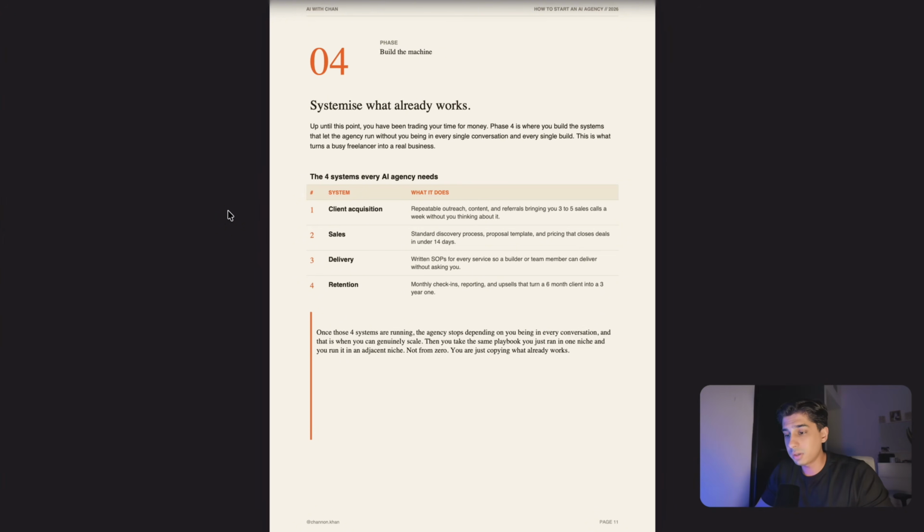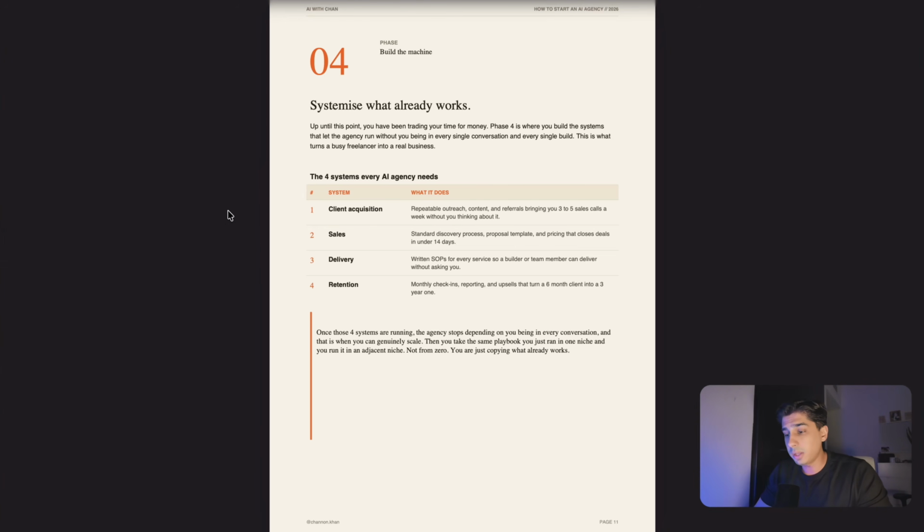3 is delivery, so written SOPs for every service, so a builder or a new team member can deliver without asking you. And then 4 is retention, so monthly check-ins, reporting, and upsells that turn 6-month clients into 3-year ones. Okay, now once those 4 systems are running, the agency stops depending on you, all right, being in every single conversation or every single process. And this is when you can genuinely scale. Please, I promise you, this is the only time you can genuinely scale.